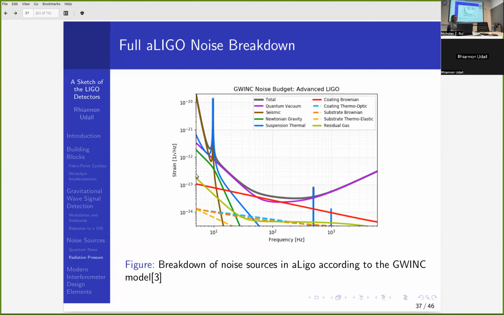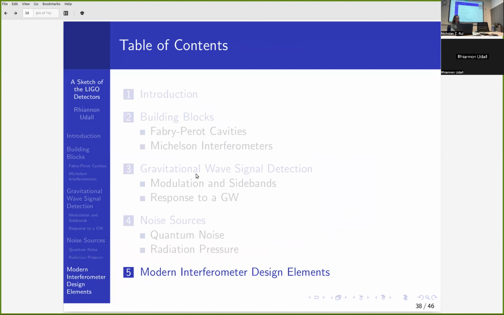Okay. Any questions about that? All right. So now let's get into the final part of this presentation, which is basically what are some of the design decisions that are made for modern interferometers to get us to this place.